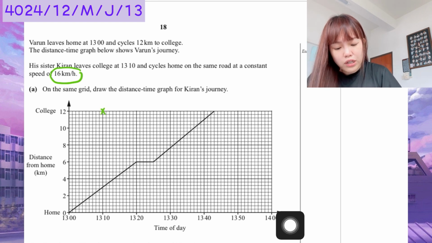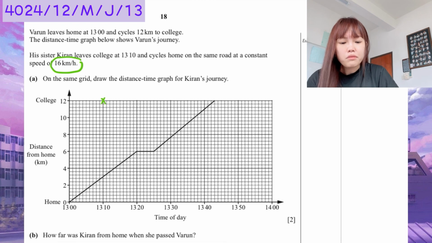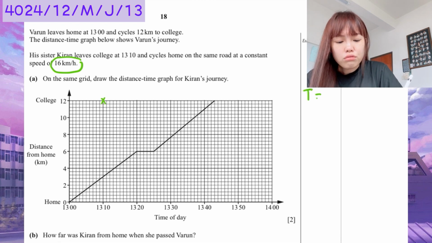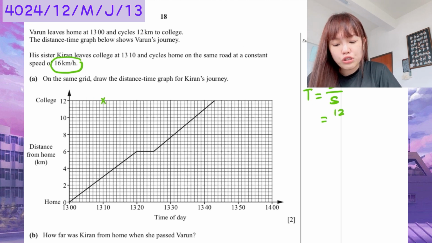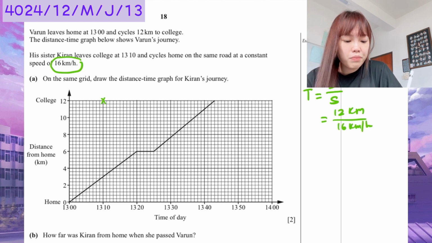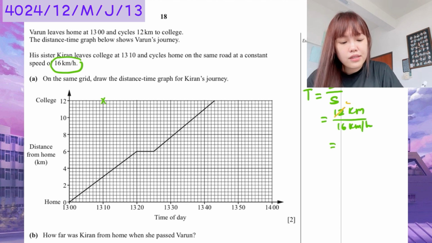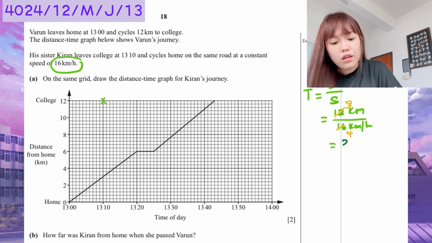You know that this one will go down, but you don't know where because you don't know the time. But you are given speed. So time is basically distance divided by speed. Distance is 12 because you know that this college to home is 12 km, divided by speed, the speed is 16 km per hour. So what you get here is 12 over 16. After you simplify, means after you divide by 4, you get 3 over 4 hour.